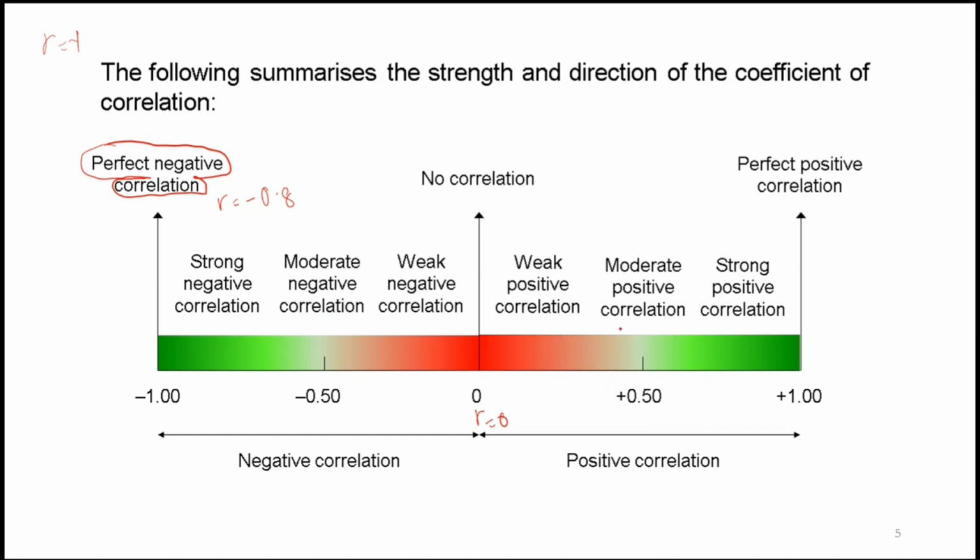Then for positive correlation: if r equals 0.3, this is weak positive correlation. For moderate positive correlation, it is positive 0.5. And if r equals positive 1, this is perfect positive correlation. So actually it depends on the value of r.